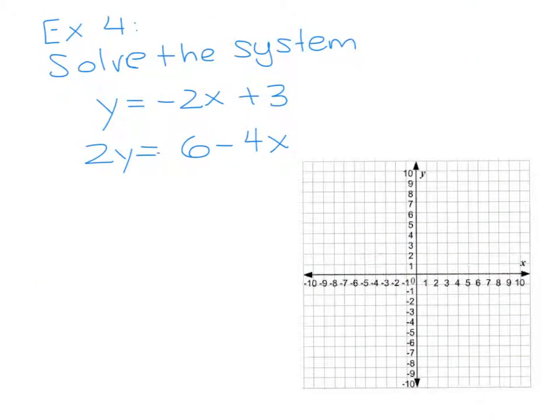Okay, last one. Let's solve the system. y equals 2x plus 3, y equals negative 2x plus 3. This is already in y equals mx plus b form. So to graph that, I would start at the y-intercept of 3, and then I would use my slope of negative 2. So down 2, right 1, down 2, right 1. And you can continue that pattern as long as you want.